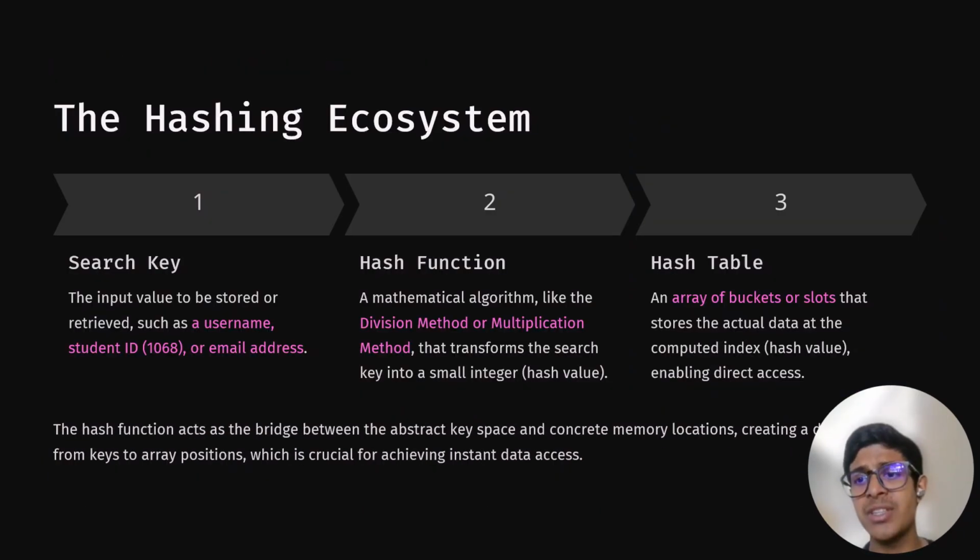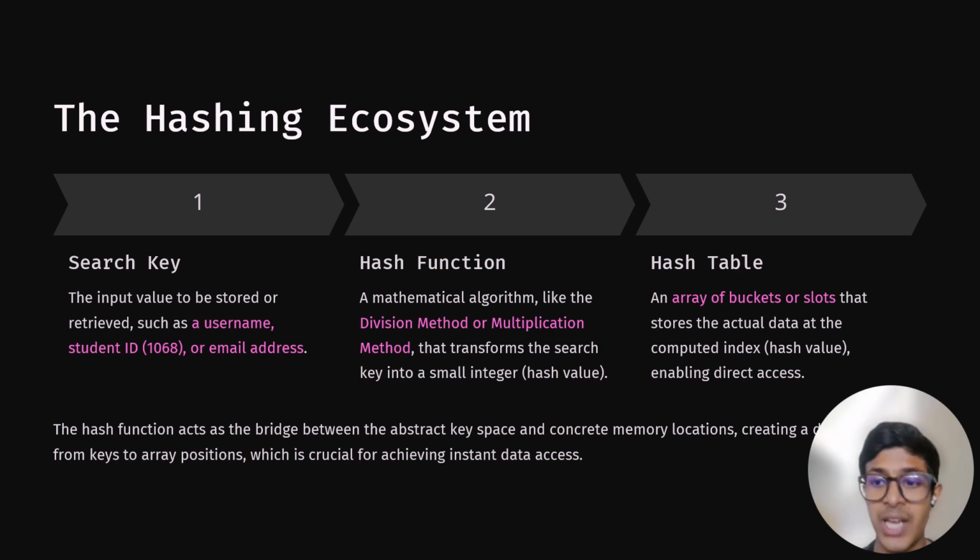Now that we understand the rules, let's look at how they function together within the hashing ecosystem. This process follows three distinct steps to bridge the gap between abstract data and physical memory. The first is the search key, the input value to be stored or retrieved, basically the raw input value. Next is the hash function. This is the mathematical engine that takes a search key and, using methods like the division or multiplication method, transforms it into a small integer known as the hash value.